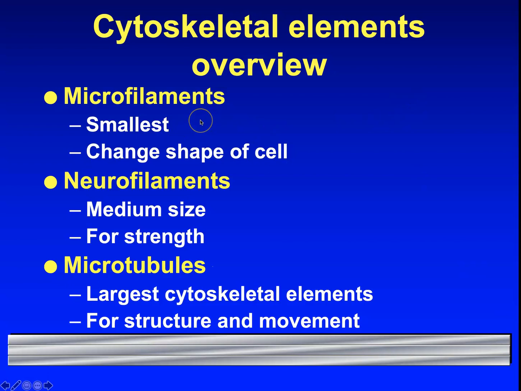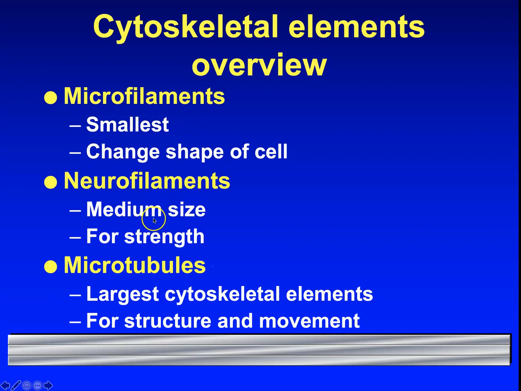So let me go back to the microfilaments. Microfilaments, these are the smallest cytoskeletal elements, and that might be things like they're located near dendritic spines. They change the shape of the cell. They help with myelination. So those are the microfilaments.